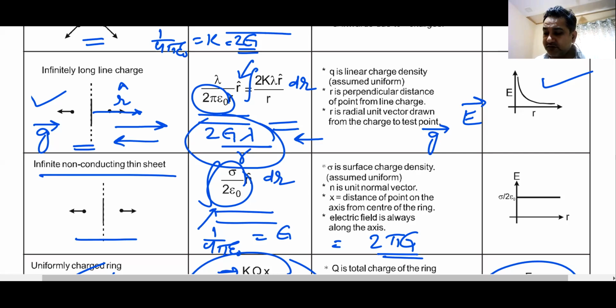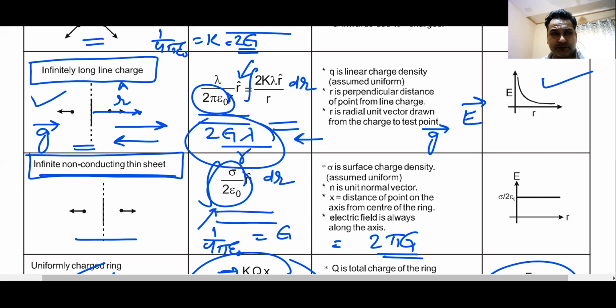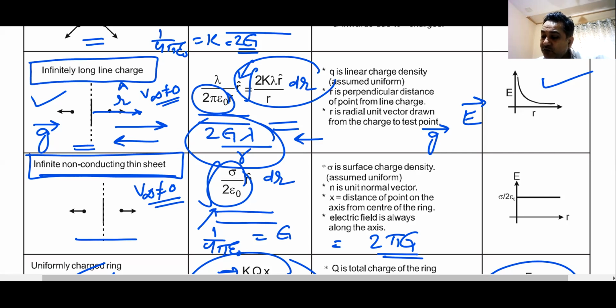Infinite long charge. You have an infinite long charge or an infinite sheet. You cannot find a point, you cannot say the potential at infinity is zero. Potential at infinity is not zero here. You cannot find a point whose potential can be taken as zero. And therefore, to find the gravitational potential, I told you, you have to integrate electric field with dr from one point to another. You will never get the value of absolute gravitational potential or absolute electrostatic potential. You will always get the value of potential difference between the 2 points.